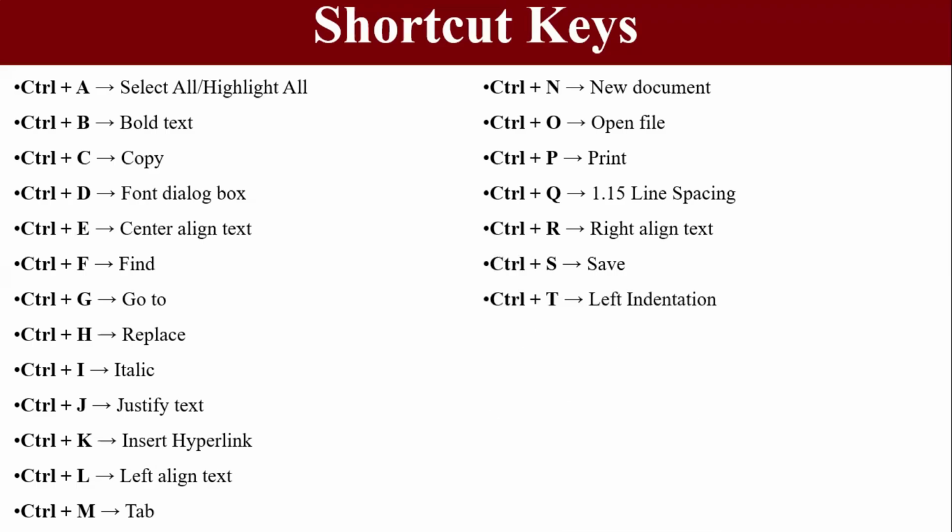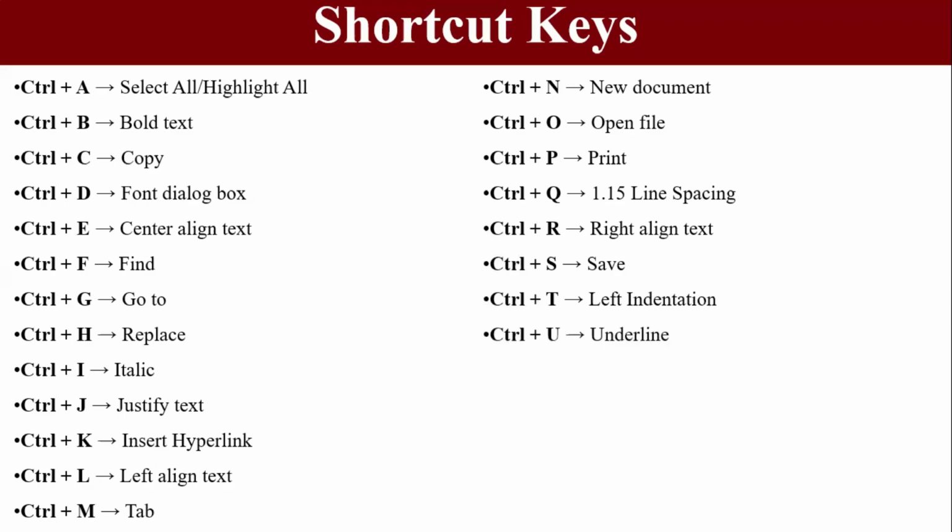Then we also have Control T, which is left indentation. This Control T will indent all lines of your paragraph except the first line. You see, it will not touch the first line, but it will indent all the other lines of your paragraph.